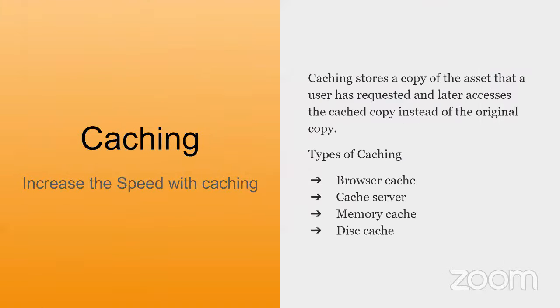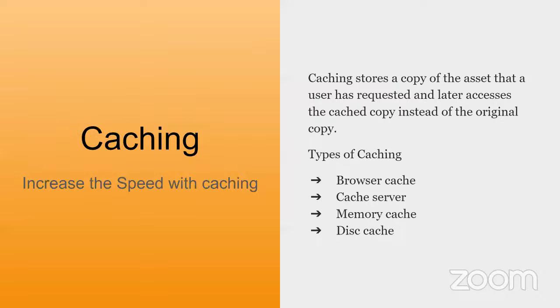In addition to the tips mentioned earlier, caching can also speed up the user and server interaction. Caching stores a copy of the assets that a user has requested and later accesses the cached copy instead of the original copy. Caching is like a barrier breaker: you don't go a far distance to get the same file. Both the cached copy and the original copy are the same, but caching shortens the distance between the user and the original file.